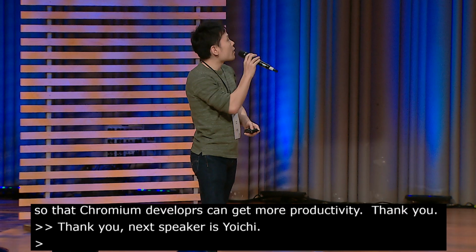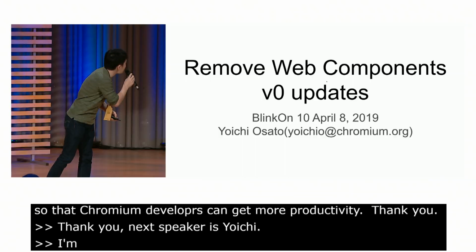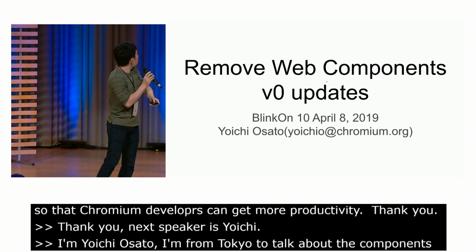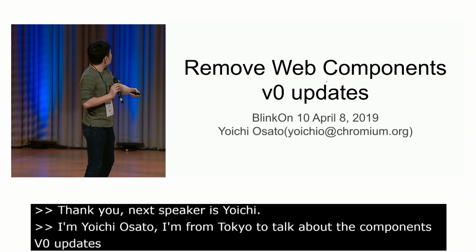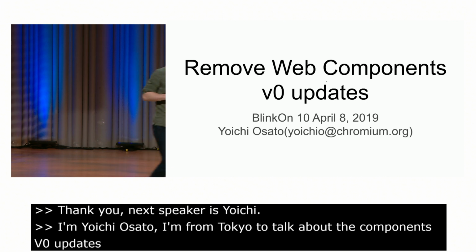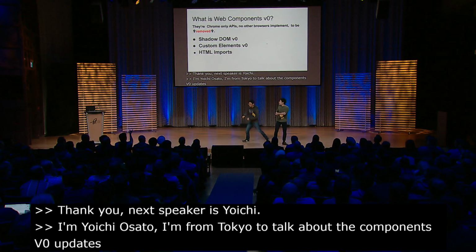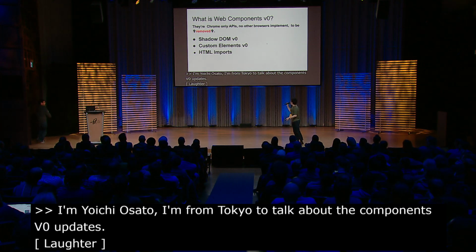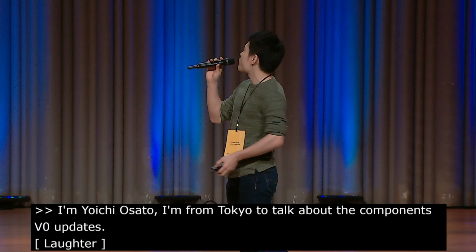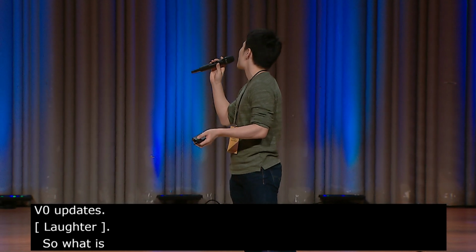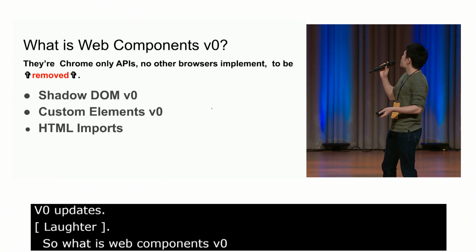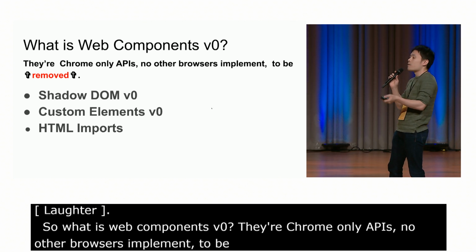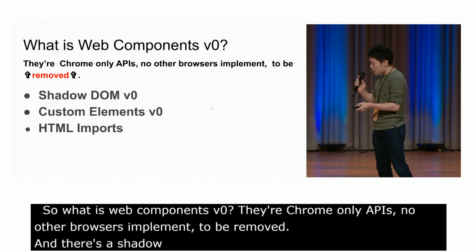I'm here from Tokyo to talk about removing Web Components v0 today. So, what is Web Components v0? They are Chrome-only APIs that no other browsers implement, and they should be removed. They are Shadow DOM v0, Custom Elements v0, and HTML Imports.